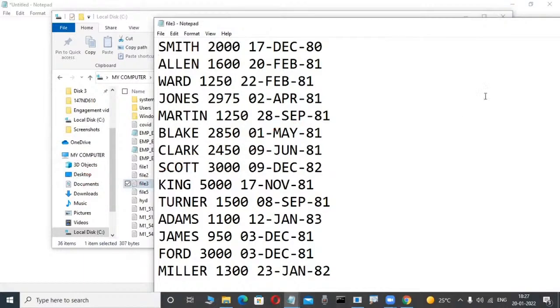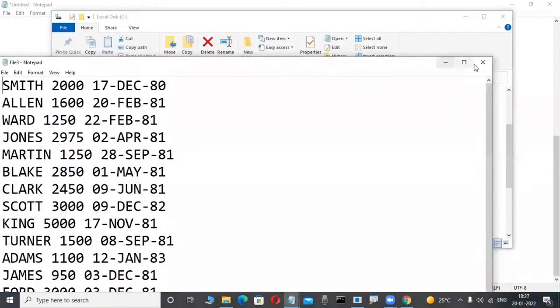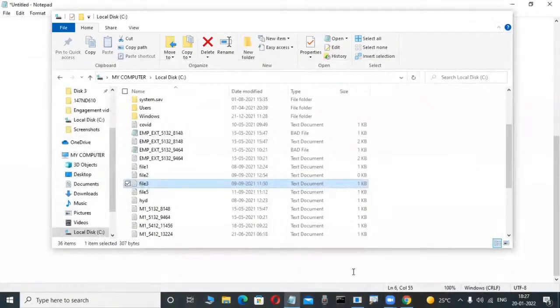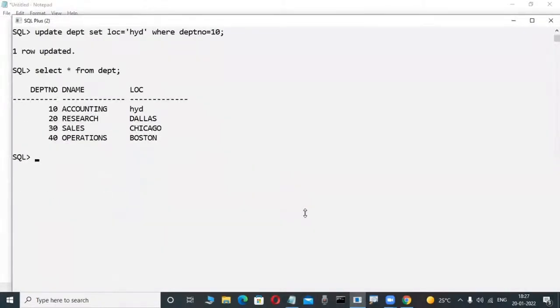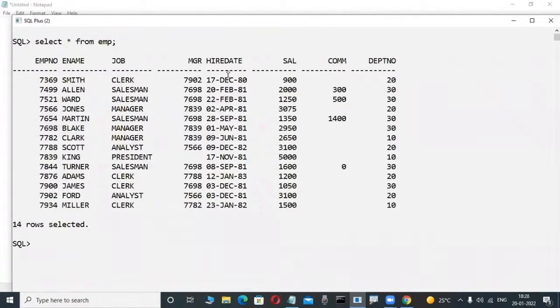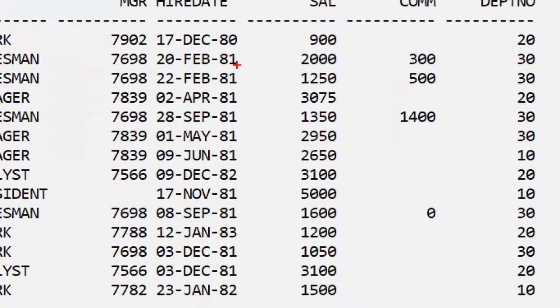But nowadays, database software of this type is available. For example, these are relational database software. Somewhere data is there. Suppose these are the employees who joined. I want to display the employees who joined before 1981, only some employees.